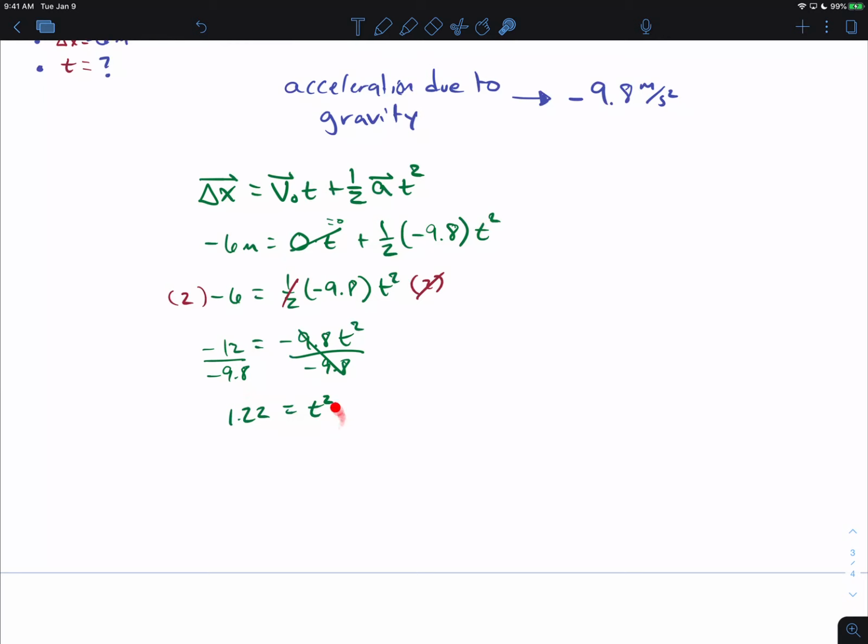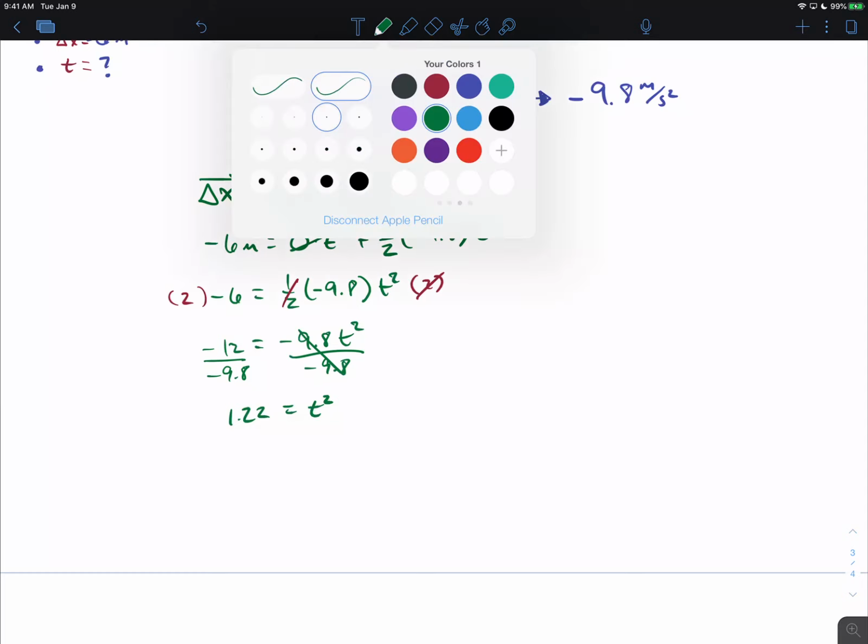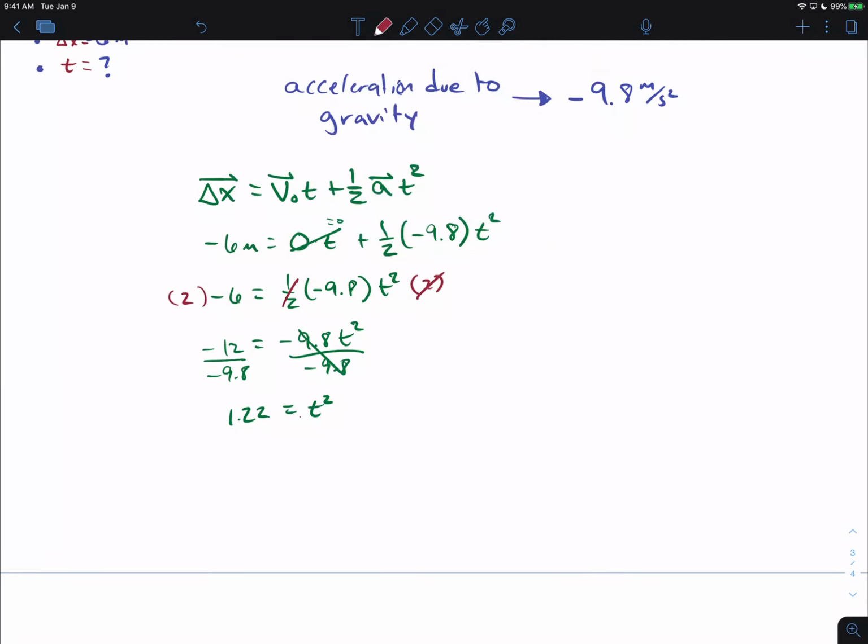Do not write your answer as 1.22 here. Okay, you're almost there, but not quite. Yes, t is by itself, but not really, right? Because it's attached to this little square here, this exponent. We don't want this, right? So what we need to do to get rid of a square is we need the opposite of a square, which for us is a square root. So I'm going to square root both sides.